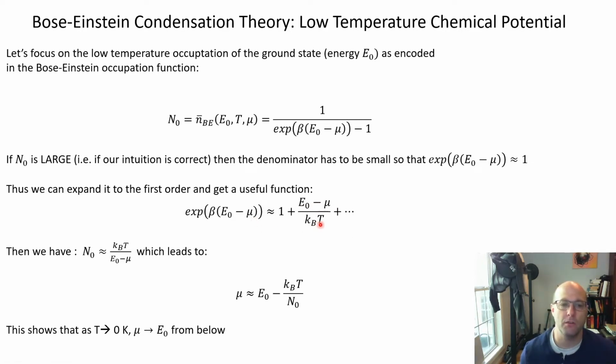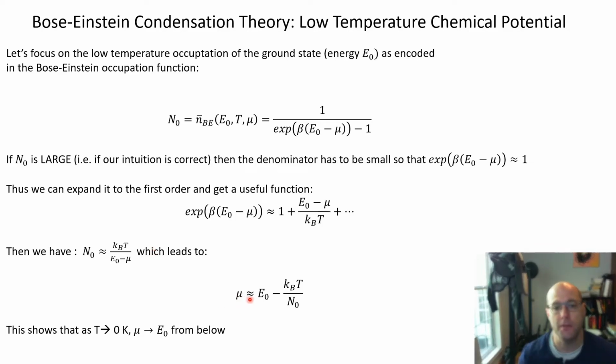And so when we substitute that into the denominator, the 1 cancels with the minus 1, and we're just left with this factor (E0 − μ)/kBT. And that gives us an expression that says at very, very low temperatures, the occupation of the ground state is kBT over (E0 − μ). And so from this, we can actually solve for the low temperature dependence of the chemical potential.